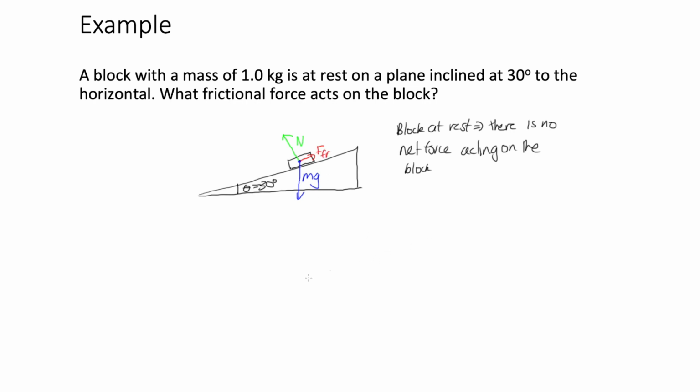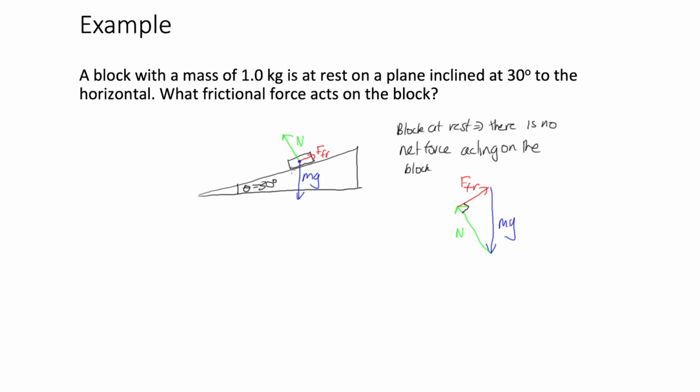And we know that if we add all these vectors together, so let's add them together head to tail, here's mg, here's our normal force, and then here's our frictional force. These must all sum up to give 0. So the frictional force and the normal force are at right angles to each other, as the normal force is perpendicular to the plane and the frictional force is parallel to the plane.